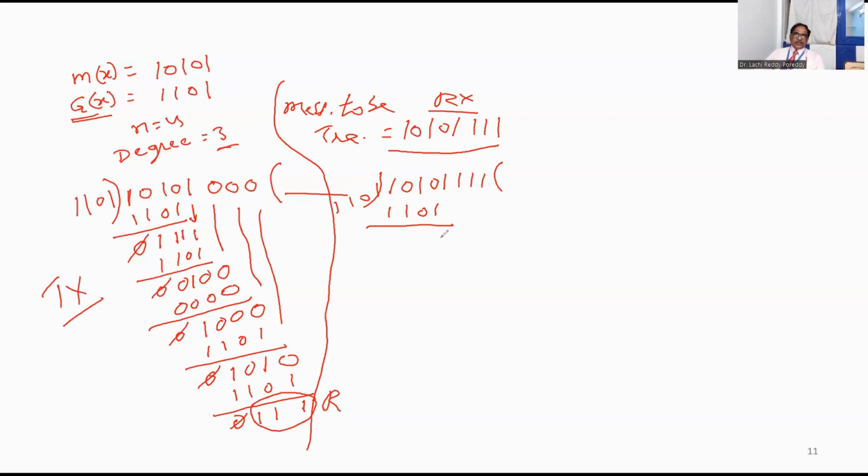So 0 1 XOR is 1, 1 0 is 1, 0 1 is 1, 1 1 is 0. Ignore this. Now this bit will come into this position. Again, the MSB is 1, so 1, 1, 0, 1. 1, 1 is 0, 1, 0 is 1, 1, 1 is 0, 1, 1 is 0. So this 0 is ignored. Now this bit is being appended. The MSB is 0, so 0 times. 1, 0 is 1, 0, 0 is 0, 1, 0 is 1, 0, 0 is 0. Ignore this. Now this bit.